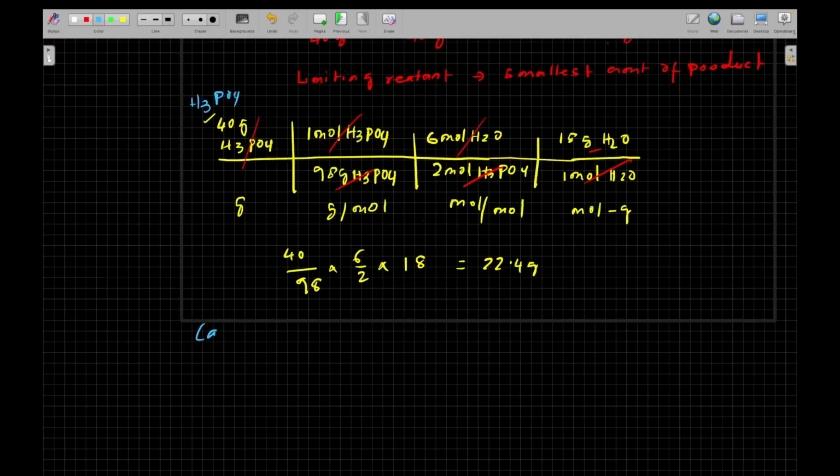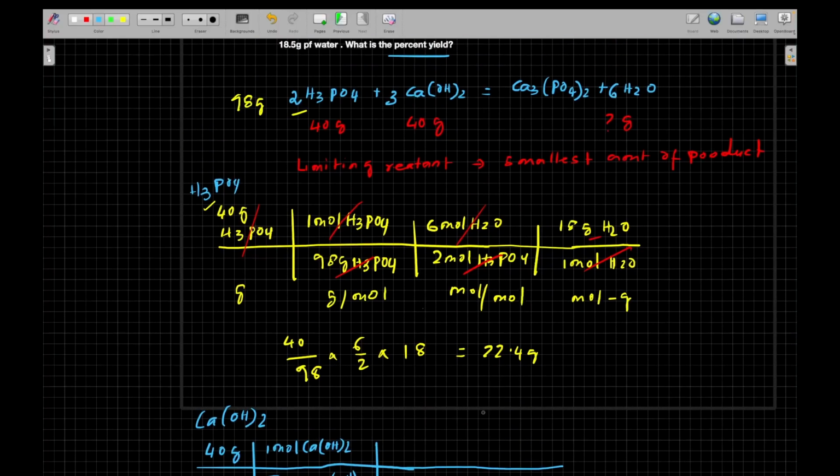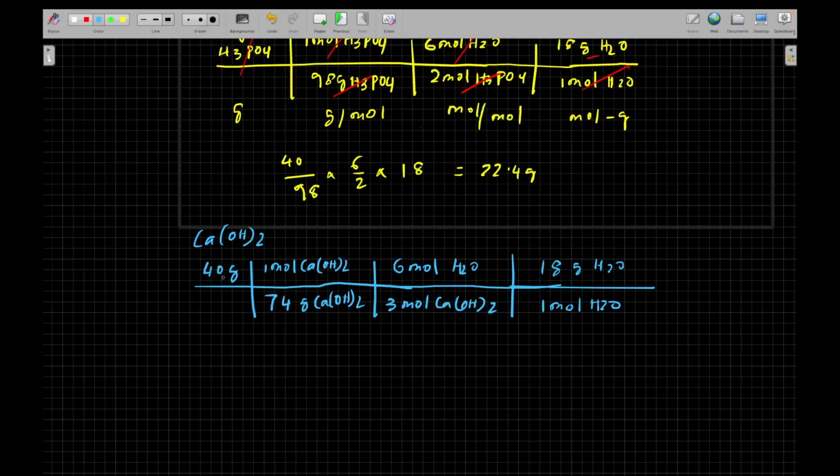For calcium hydroxide, let's use the same technique. The molecular weight of calcium hydroxide is around 74 gram. From the balanced equation, we find that 3 mole of calcium hydroxide is needed to produce 6 mole of water. See, the desired product information is always in the numerator. Here also unit matching happens automatically, leaving only the gram information for water.